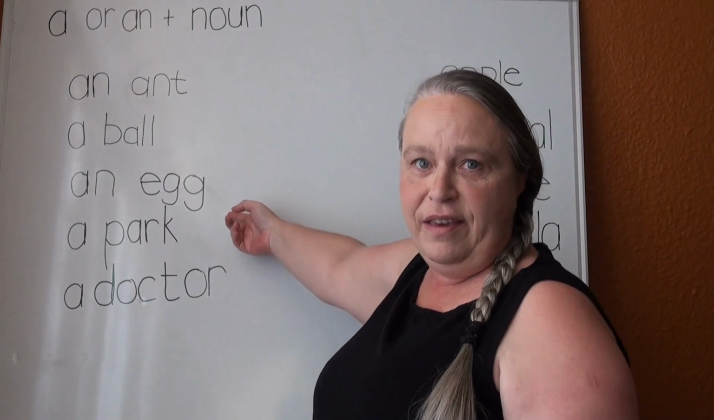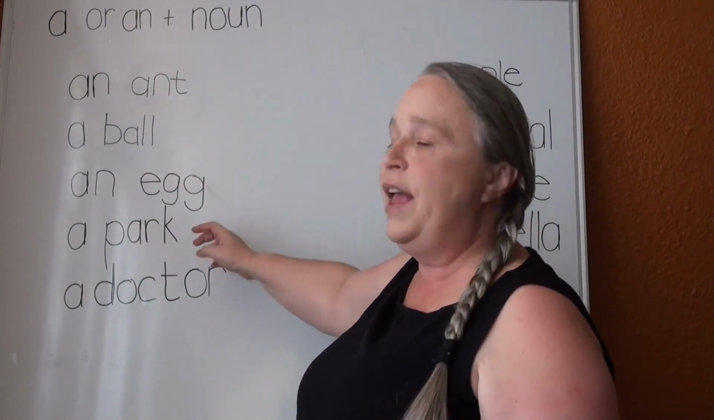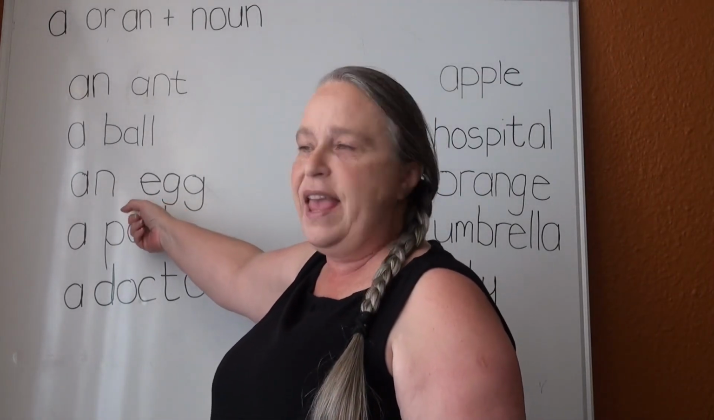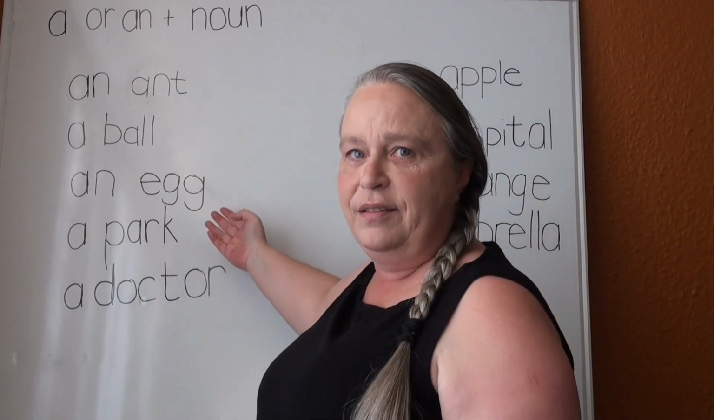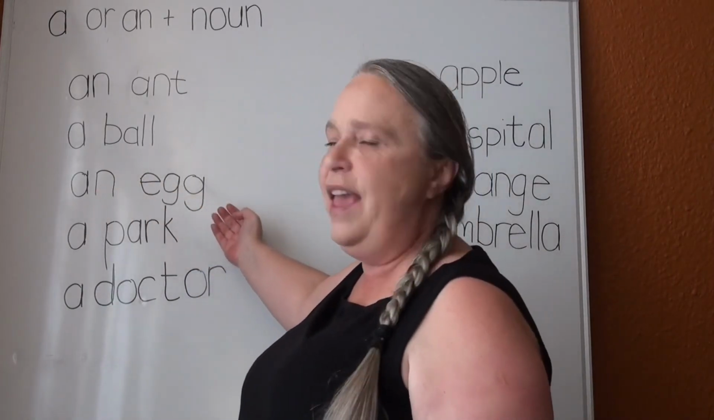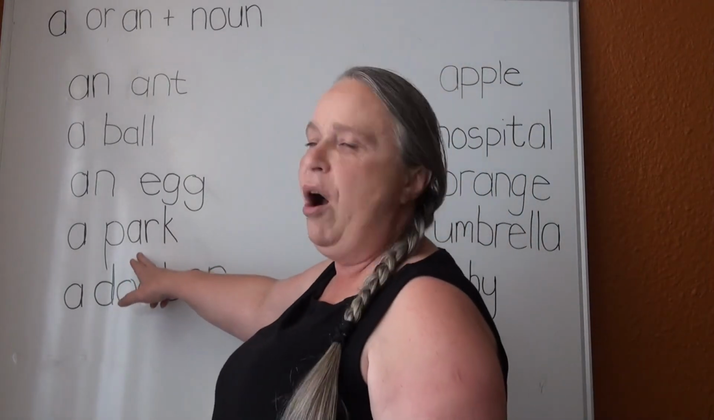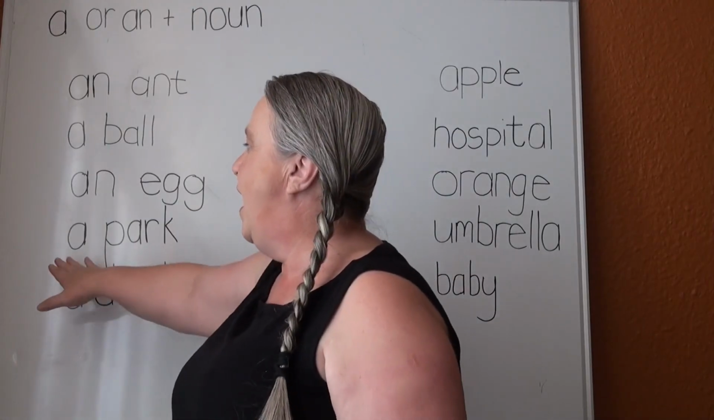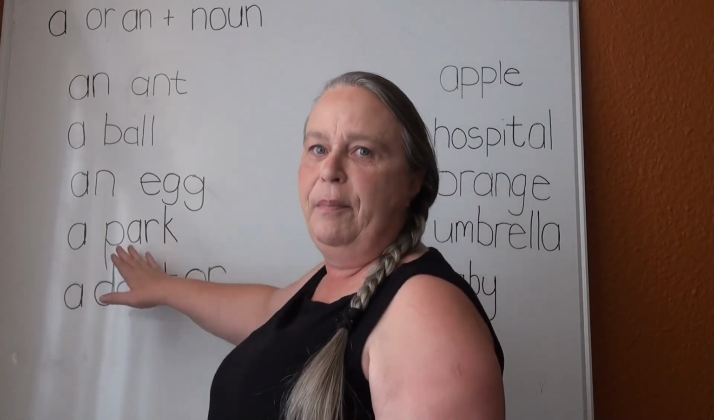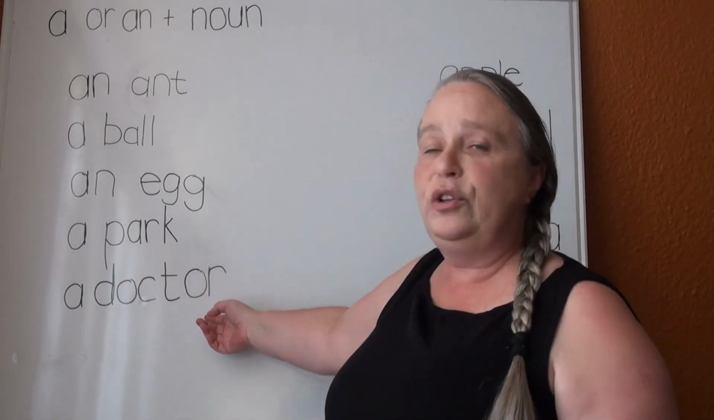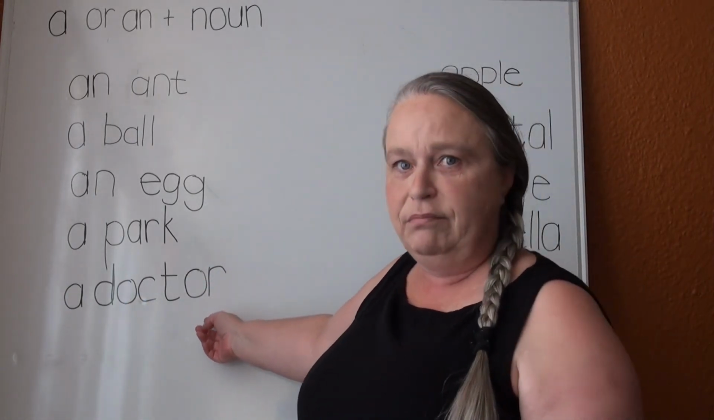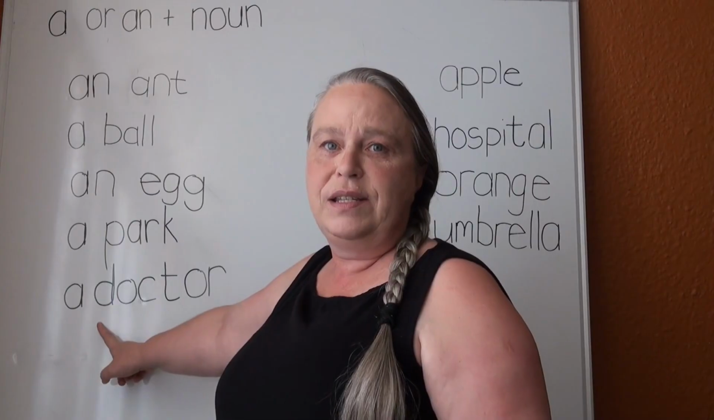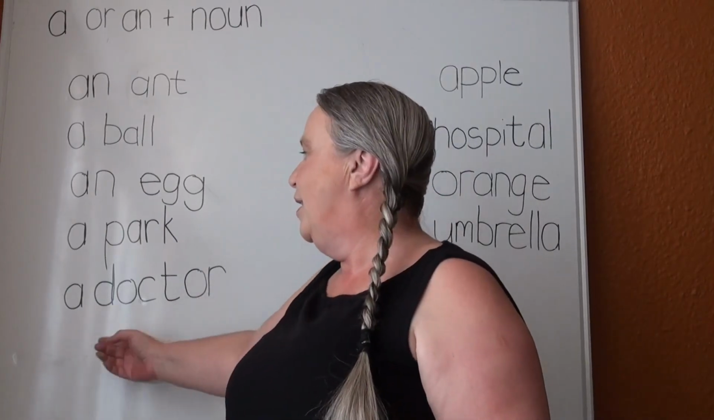Then we have egg. Egg, a thing. Egg starts with a vowel E, so we will say an egg. Then we have park. Park is a place, yes? So when we talk about one park, we will say a park. And the last one, doctor. Doctor, a person. Doctor starts with a D, a consonant, so we say a doctor.